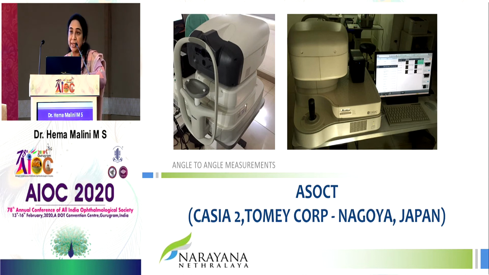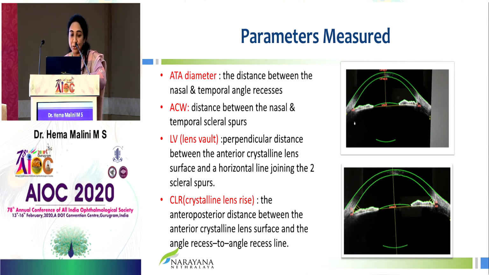Now let us look at the next set of measurements, the angle-to-angle measurements, which can be done using the ASOCT. And amongst the various ASOCT machines that are currently available, Cassia 2 actually gives us automated values of angle to angle, which is nothing but the distance between the nasal and temporal angle recesses, the anterior chamber width, which is the distance between the scleral spurs, the lens vault, and the crystalline lens rise.